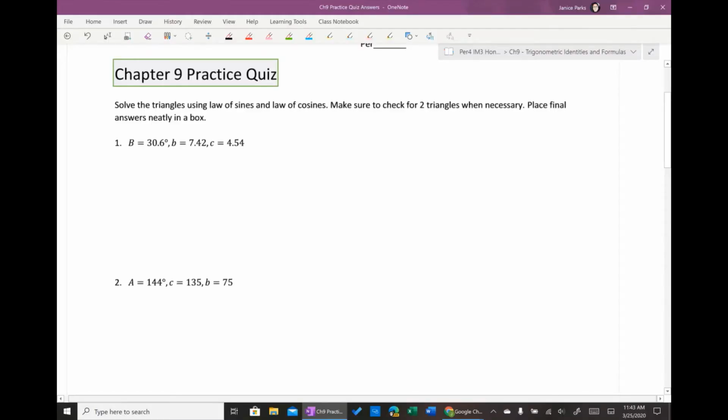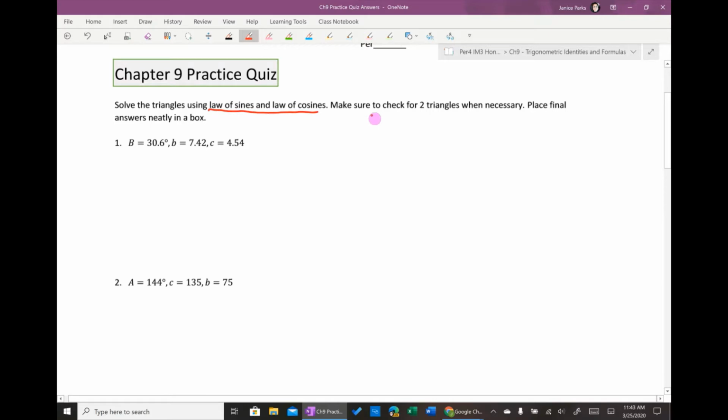All right, so I just sent out this practice quiz for chapter 9 on section 9.3 and 9.4. So I'm going to go over the answers. Hopefully you did this all first and you're just correcting your own work and kind of grading yourself to see if you understand the material. So we're going to be using law of sines and law of cosines. So the first thing is you need to determine when to use which one.